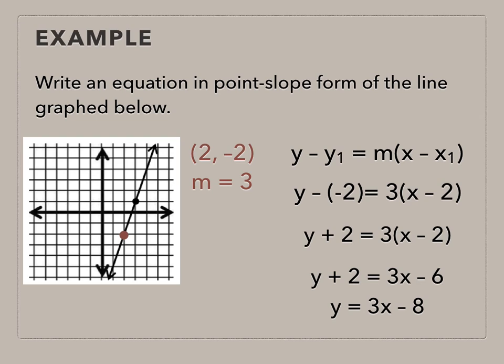And just to take it one step further to make sure that that line makes sense, I can write it in slope-intercept form by distributing the 3 and then subtracting 2 from both sides. We can see that this line will go through negative 8 and the slope is 3, so that makes sense.